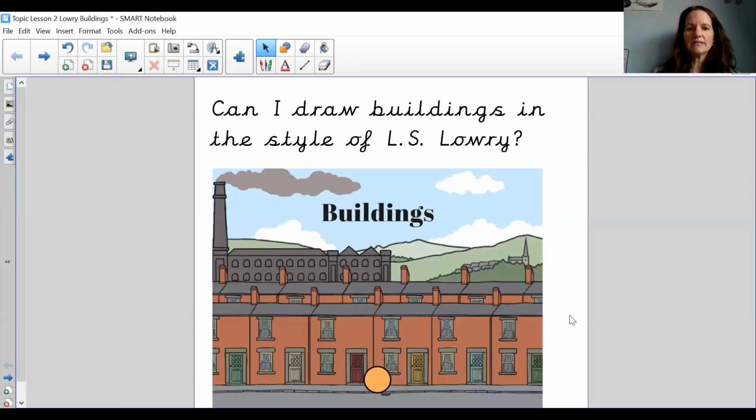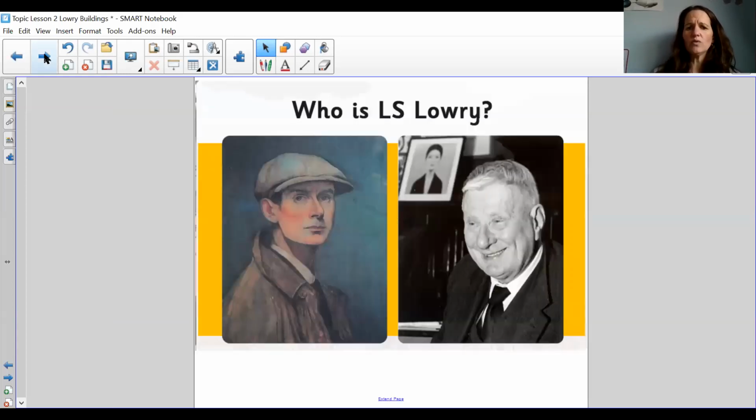So can I draw buildings in the style of L.S. Lowry? So let's remind ourselves, who is L.S. Lowry? Do you remember? It was a couple of weeks ago when I first introduced him. Do you remember why we're learning about him? I know it was a while ago, but it's because he was an artist in the Victorian times. Because we're looking at the time of Isambard Kingdom Brunel, we're looking at an artist as well who was in the Victorian times as well as Isambard.